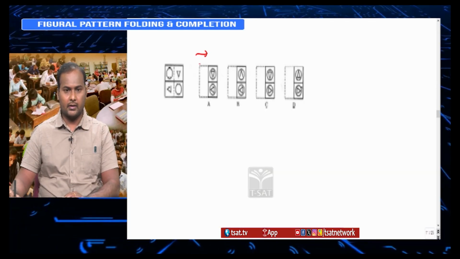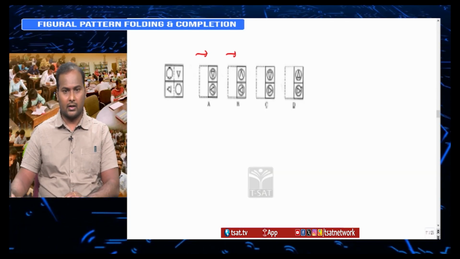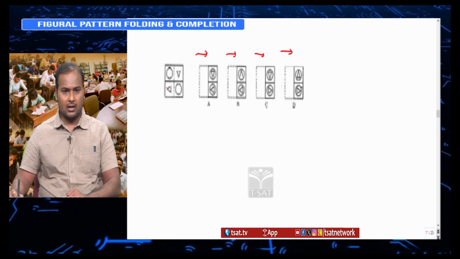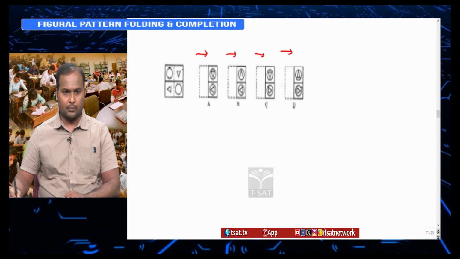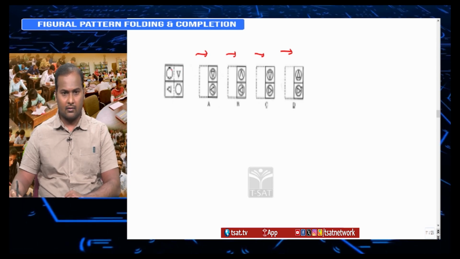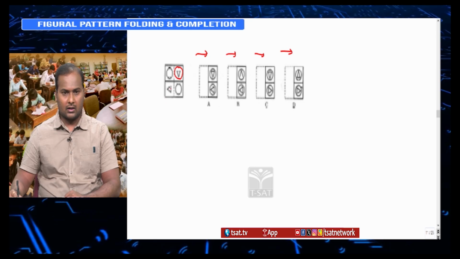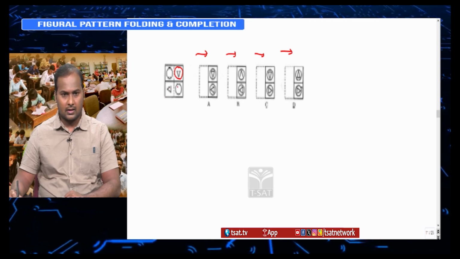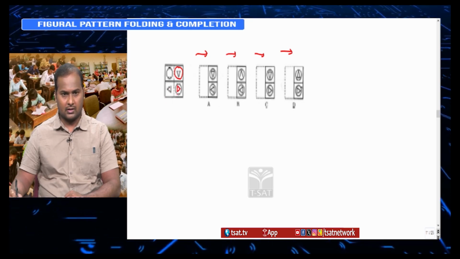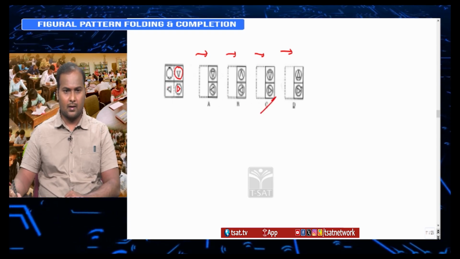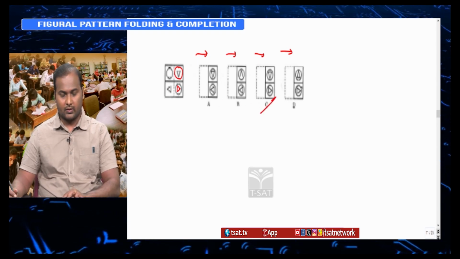In this particular question, see the manner of folding. He is folding again from left side to right side in all the cases. So obviously the circle and the triangle will get overlapped. The circle will fall onto the triangle like this, and whatever the triangle is, that will fall into the circle. So now it appears like this, so your answer is option C. Just fold it, you will get the answer.